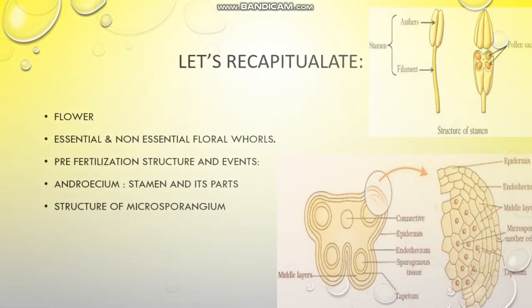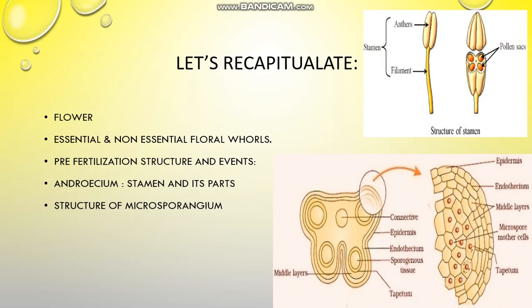Now first, let's recapitulate what we studied in our previous lesson. We studied that flower is the site of sexual reproduction. It consists of essential and non-essential floral whorls. Before fertilization, in essential floral whorl, androecium is the male reproductive structure which is made up of stamen. We studied the parts of stamen, that is anther and filament.